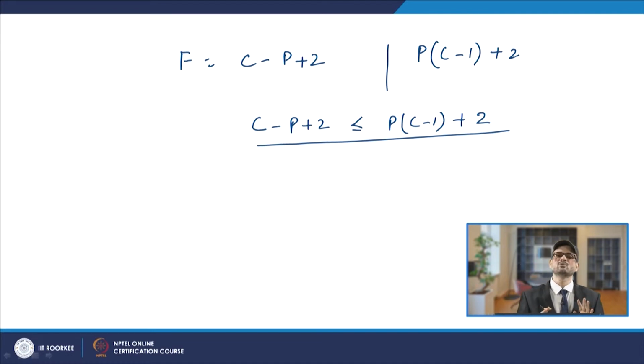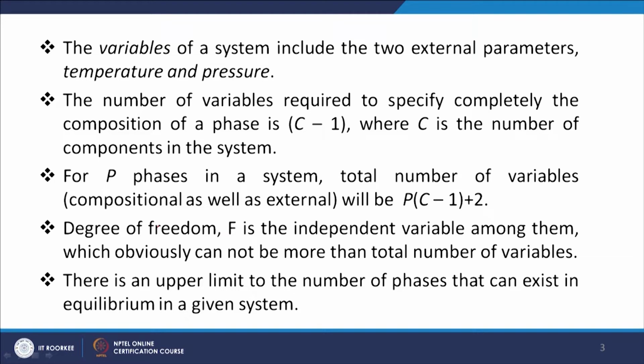So, degree of freedom will be equal to the total number of variables, and as you increase the number of phases, you will see that there is an upper limit to the number of phases that can exist in equilibrium.